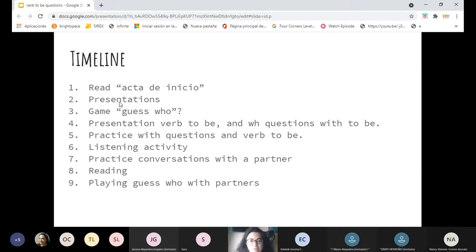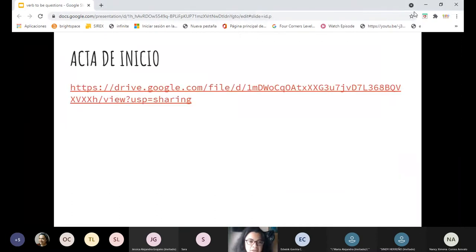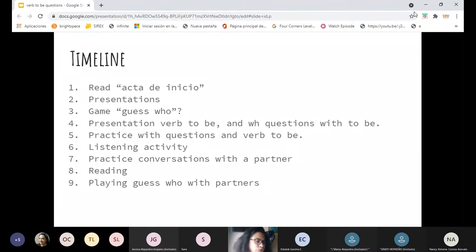We're going to have a presentation on verb to be, WH questions with be, practice with questions using verb to be. We're going to have a listening activity and we're going to practice some conversations with your partners. Then we're going to have a reading. And if we have enough time, we're going to play Guess Who with your partner, okay? I hope we can. If we don't have the time, well, no problem, we can do something else, okay? That's for today.